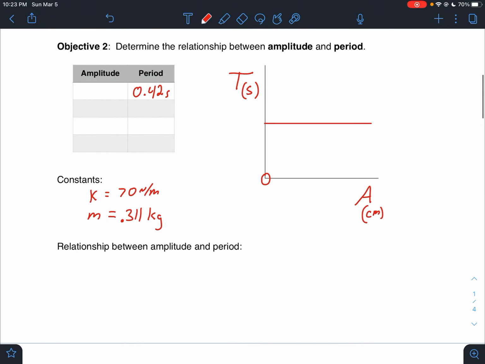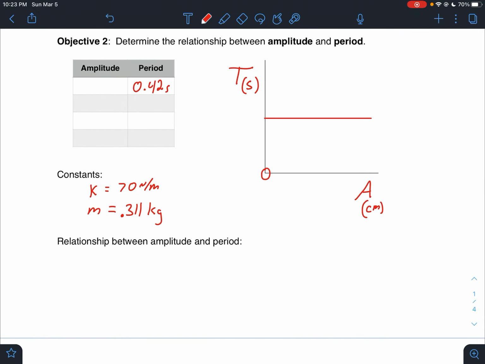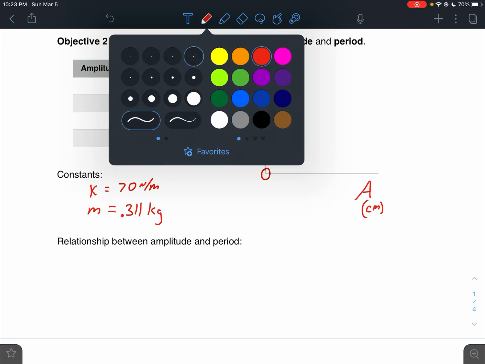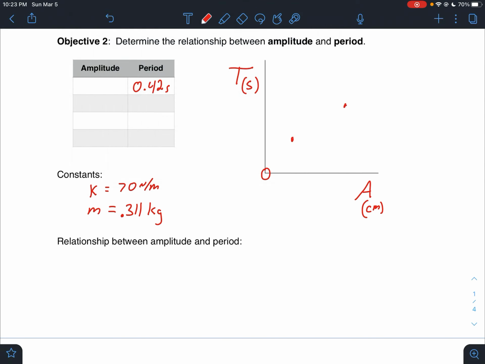For objective 2, I think I got around to most groups, but just in case I didn't, again, this is what our graph should look like. Some groups wound up getting something that was initially maybe a positive linear slope. But if you look at your graph, and this was assuming that you did it on a computer, your scale is probably zoomed in for your period, or your vertical y-axis. But if we change that scaling so that we start at some 0 mark and maybe go, I don't know, to 2 seconds, it changes the shape of our graph.